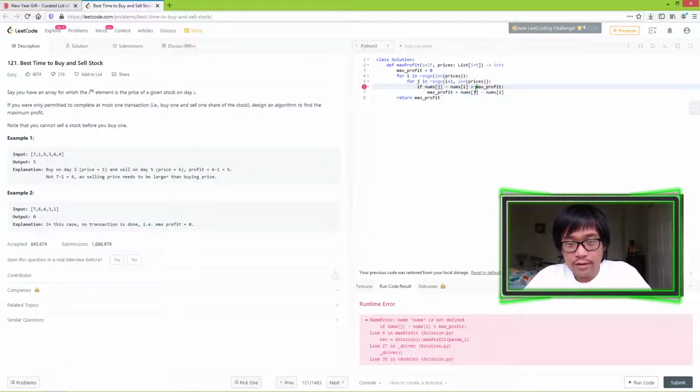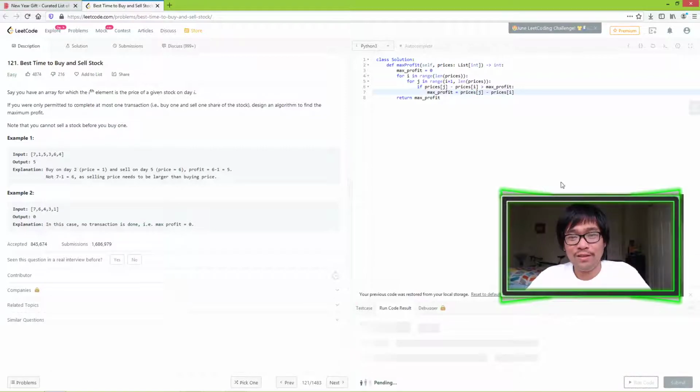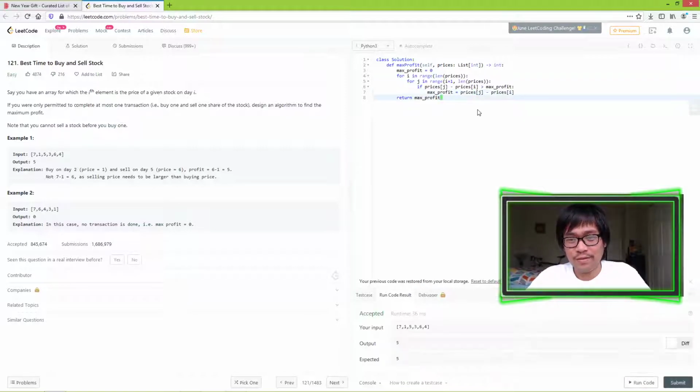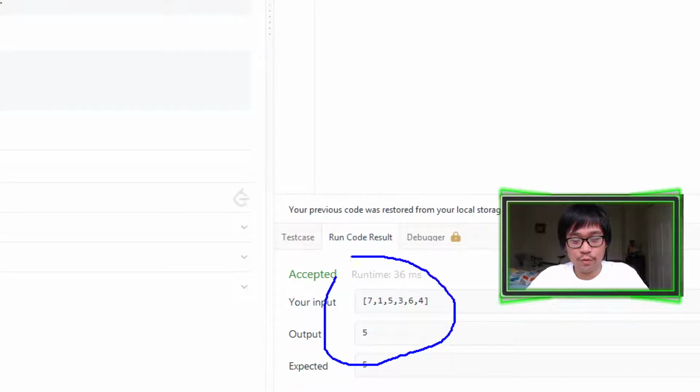Nums is not defined. Okay, yeah, it's not defined. It's actually called prices, so I'm going to change this around to prices. It's usually called nums in the other ones, that's why I called it nums. I thought there was a traditional way to do it that way, but I guess there isn't. So this was accepted. This worked.